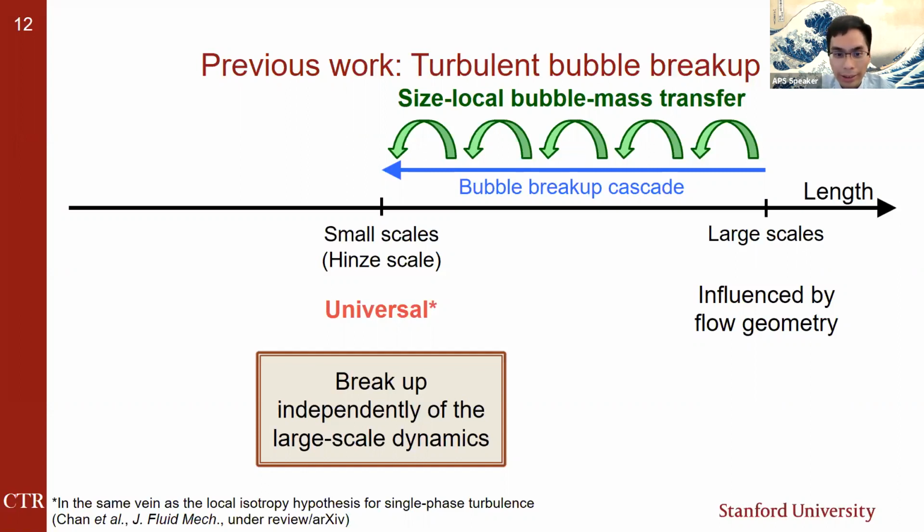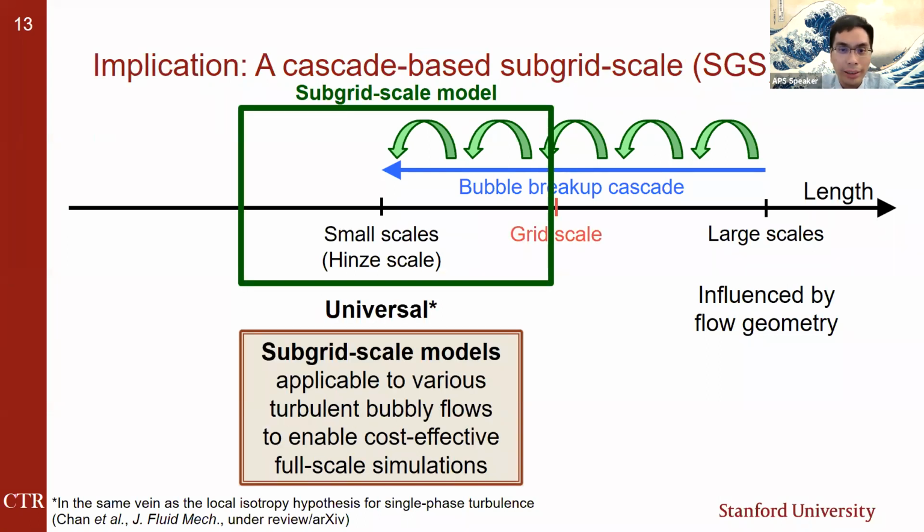Now in this cascade, there is a separation of scales. The large scales are influenced by the flow geometry, but the small scales, the Hinze scale, have universal behavior. What I mean by this is that small bubbles break up independently of the details of the large scale dynamics. So what does this scale separation mean for us? This means that we can implement a cascade-based subgrid scale model to model these small scales. These subgrid scale models can be applicable to various turbulent bubbly flows, because remember, this breakup doesn't depend on the large scales. Because of that, these models can enable cost-effective full-scale simulations.